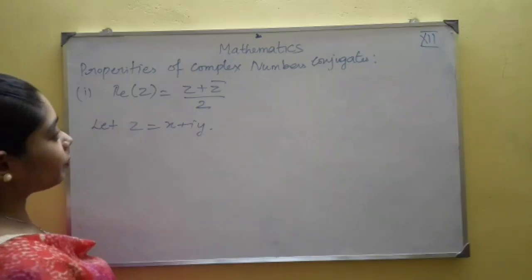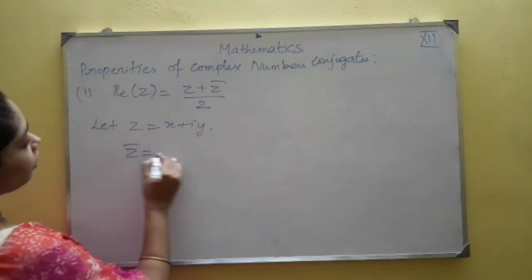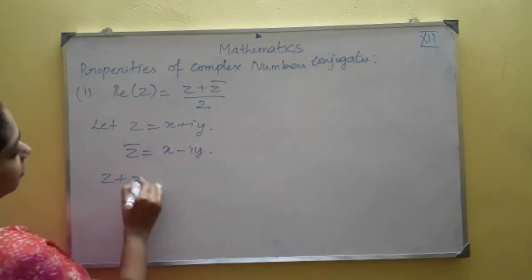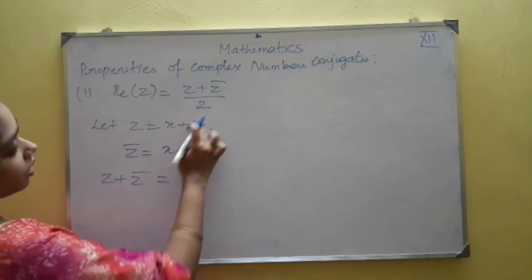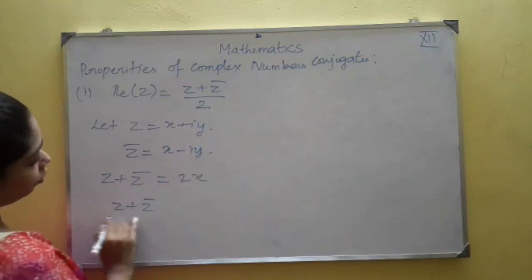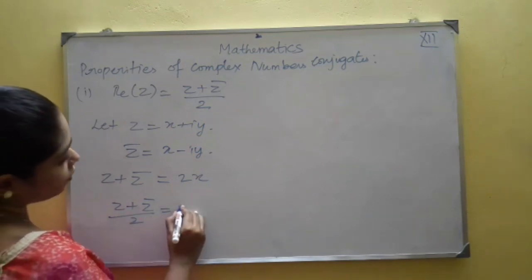Form of x plus iy. What is z bar? Conjugate of this, x minus iy, right? So what is z plus z bar right now? By adding these two, the iy terms will get cancelled. You will get 2x. So now z plus z bar whole divided by 2 gives me x.